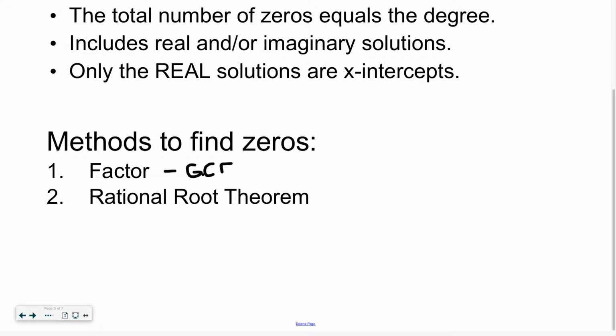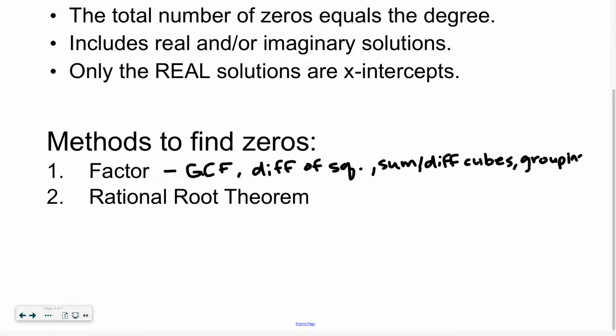GCFs, greatest common factors. You have difference of squares. You have sum and difference of cubes. You have factor by grouping. You have trinomial guess and check. So you have a lot of options for factoring, right? Always a good idea to check and see if you can factor first. I like to factor. But not everything will factor.